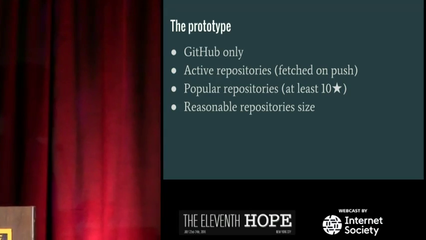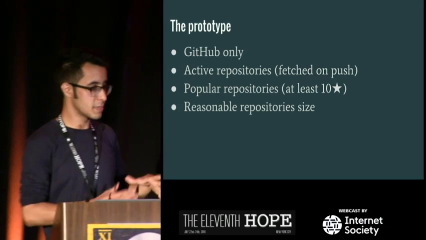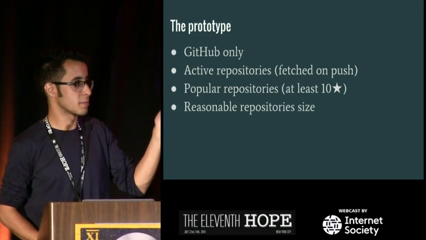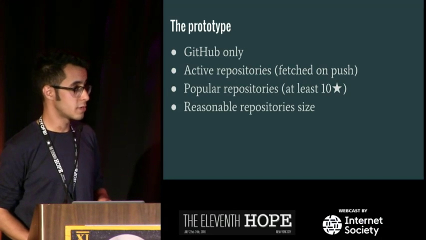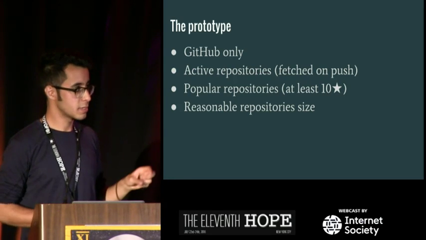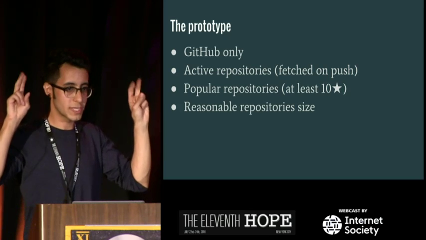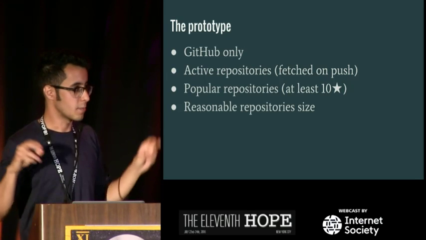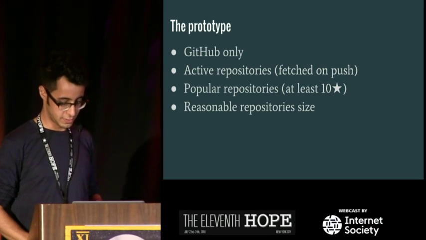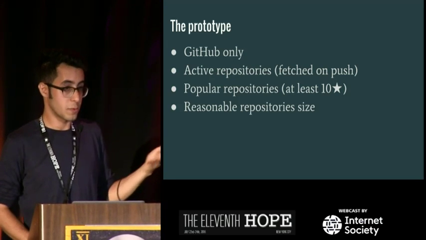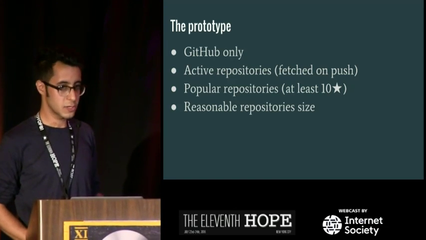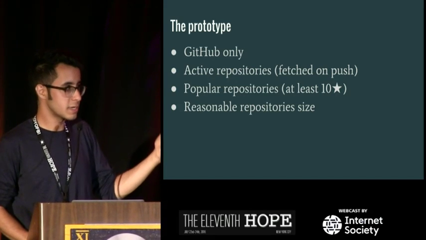So we're trying to limit the scope of this prototype. We're fetching only the popular repositories, the ones which have 10 stars or more. And by default, we're saying reasonably sized repositories. We'll see what that means a bit later. So this is what we did. We're going to talk for the rest of the talk about how we did it.